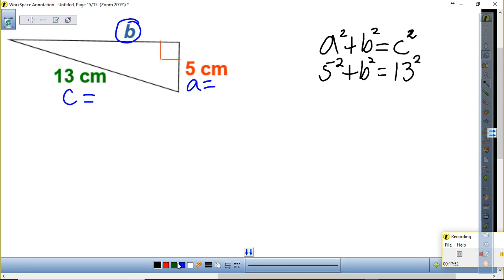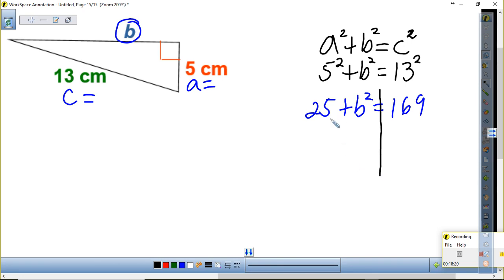What is step 4, everyone? No, solve is the last step. Simplify. So what is 5 squared? 25 plus b squared equals 13 squared, which is 169. Now the last step is? Solve.